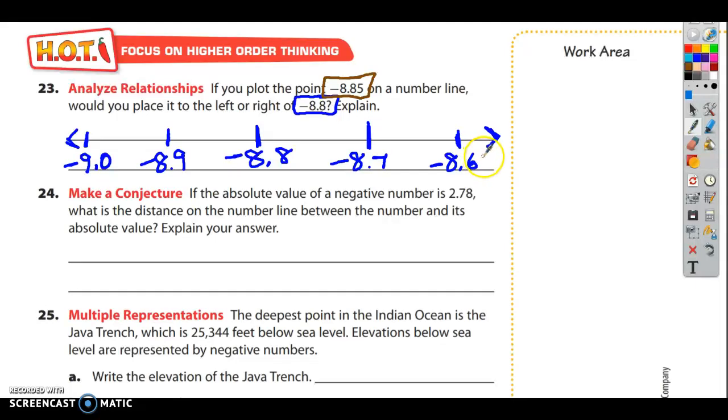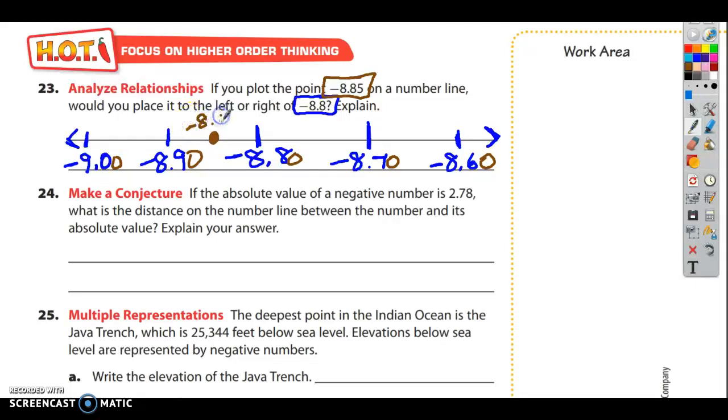Watch what I can do here. I can make this negative 8.60, 8.70, 8.80, 8.90, 9.00. Now it should make a lot of sense where it goes. Go back to where I started, negative 8.80. Negative 8.85 is going to be a little bit to the left. It's going to be right here in the middle, right between negative 8.80 and negative 8.90.